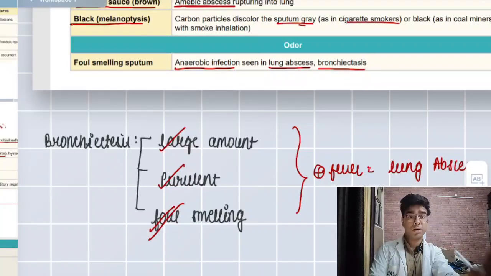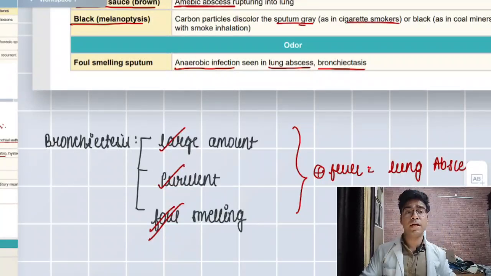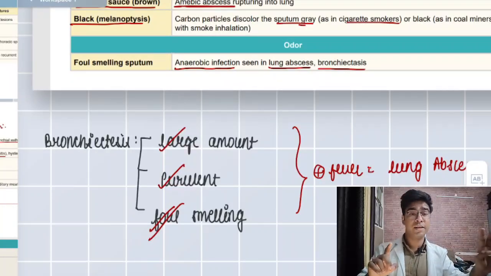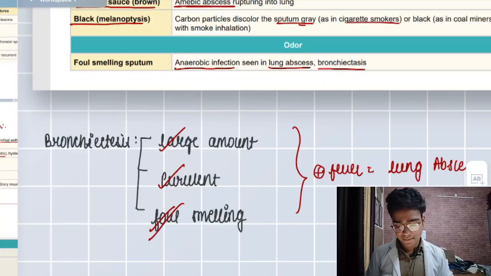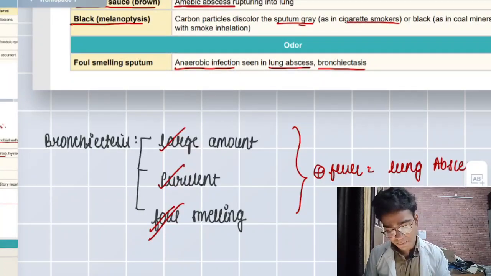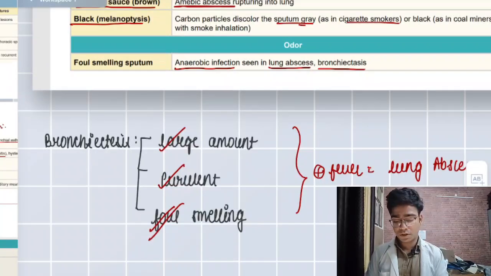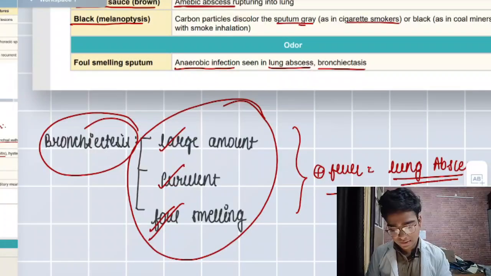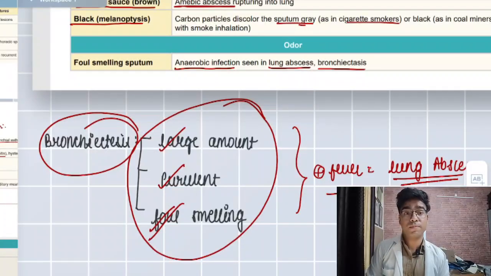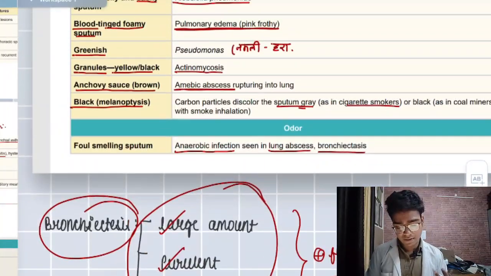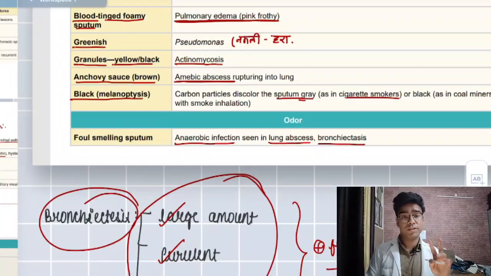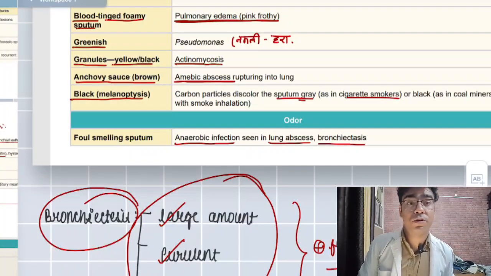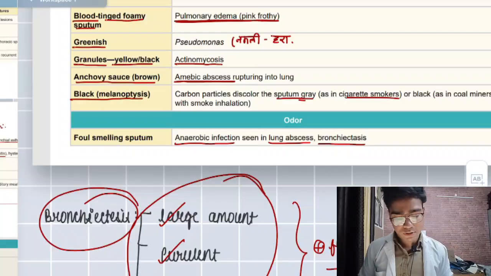If the secretion is very large, there are only two causes we have to remember: bronchiectasis and lung abscess. And how can we differentiate between them? If the amount of secretion is large, purulent, and foul smelling, then it is bronchiectasis. But if all these three features are associated with fever, then it is going to be lung abscess. So we can differentiate the two causes of copious sputum production on the basis of fever.